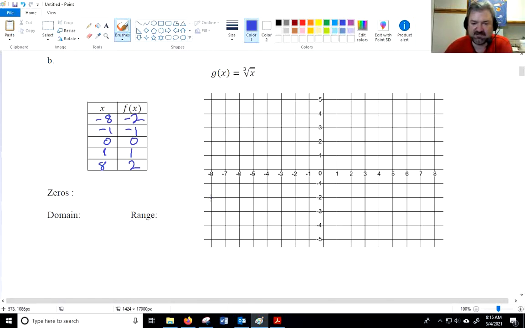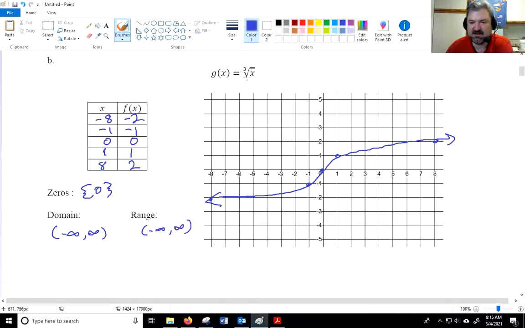So negative 8 goes to negative 2. Negative 1 to negative 1. 0, 0. 1 to 1. And 8 to 2. Which gives us this. And that is the cube root function's shape. It has a zero at 0. The domain is all real numbers, or negative infinity to infinity, and so is the range.